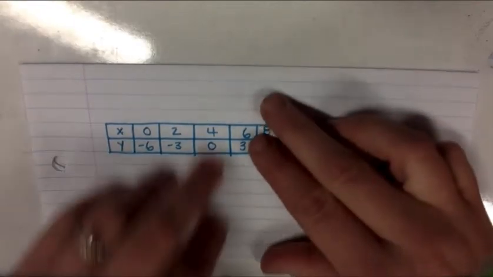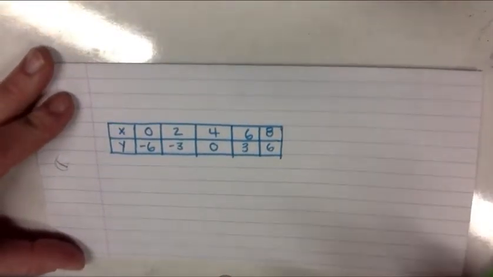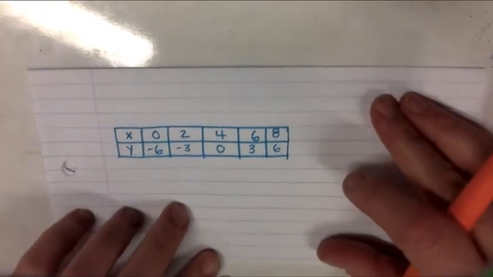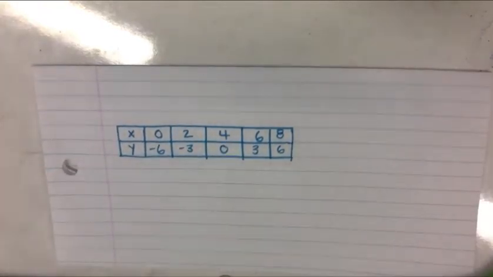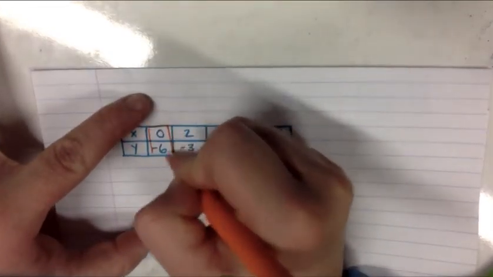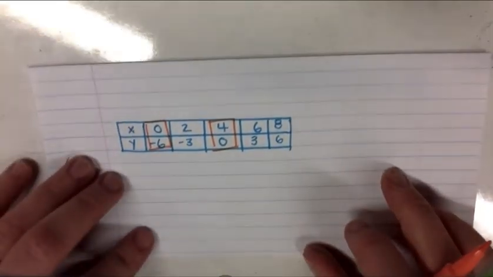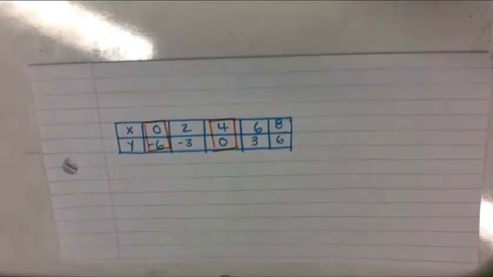Again, we are looking at a slightly more difficult table. The reason why it's slightly more difficult is we have two zeros that are shown to us. So we need to decide which one of these two zeros actually is our y-intercept.